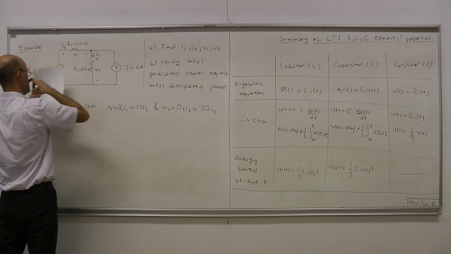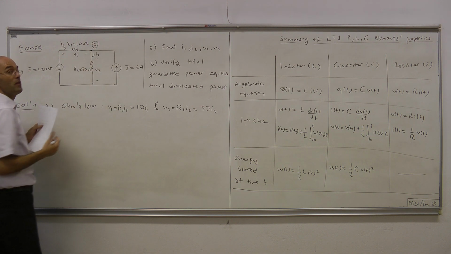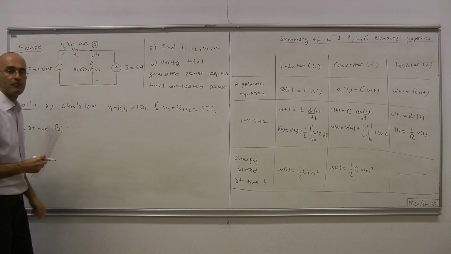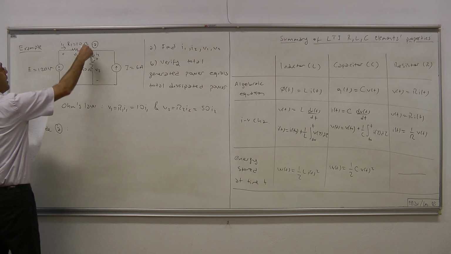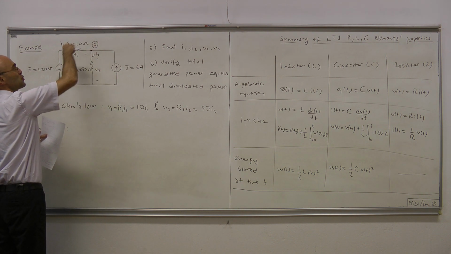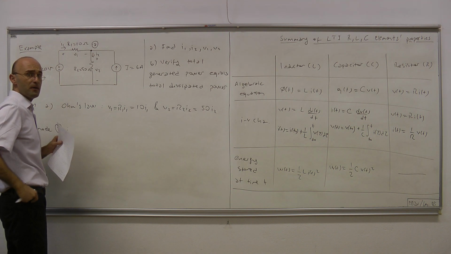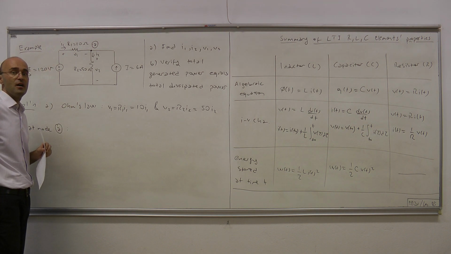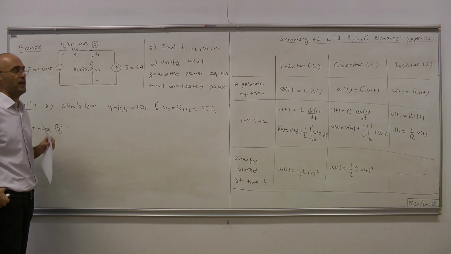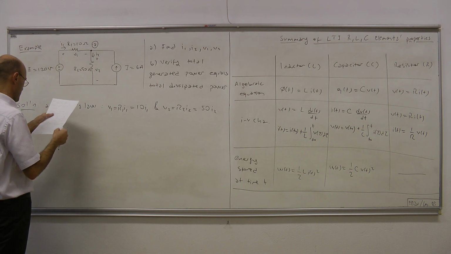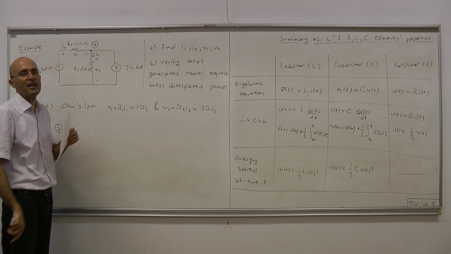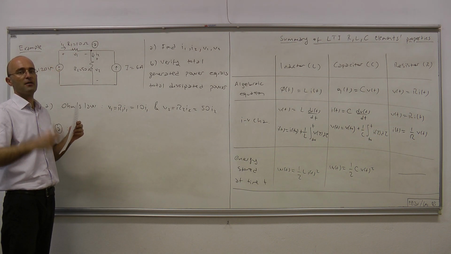Let's write KCL at this node. Let's call that node A. If you imagine a closed surface around that node, we can easily write KCL, which says the sum of incoming currents must equal the sum of outgoing currents for any closed surface. We can imagine all the currents as incoming and no outgoing current. Therefore, the sum of incoming currents equals 0.